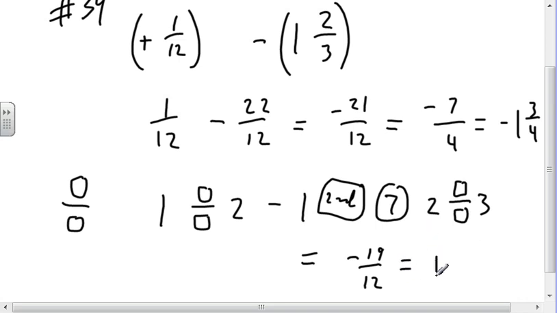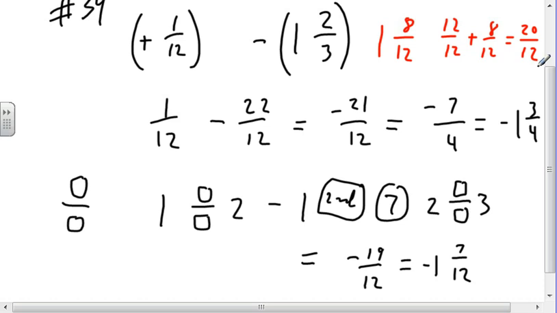So that'd be a what? 1 minus 1 and 7/12. Okay, so what did I do wrong up here? 1 and 2/3. So that's 1 and 8/12. 1 and 8/12: 12 12ths plus 8 12ths is 20 12ths. 20 12ths minus 19. Okay, so that's why we don't do it the way the math department does.